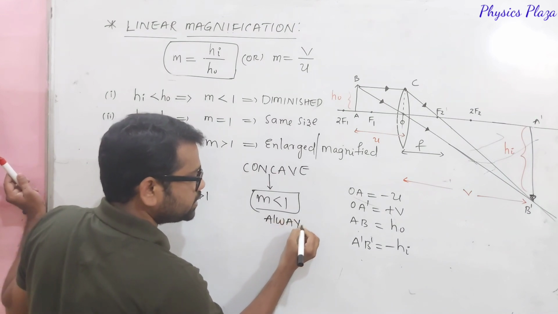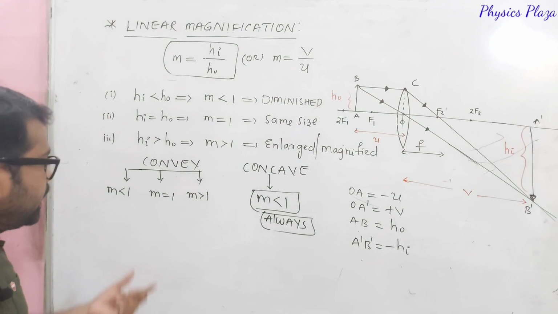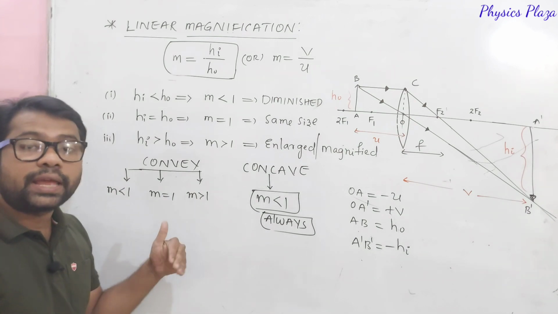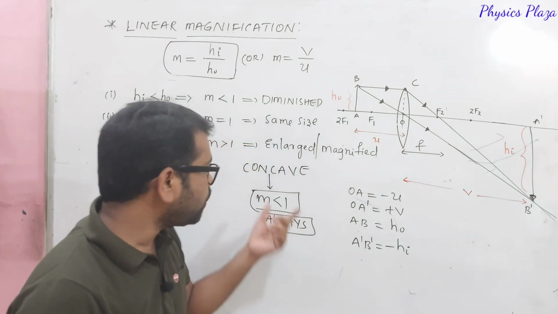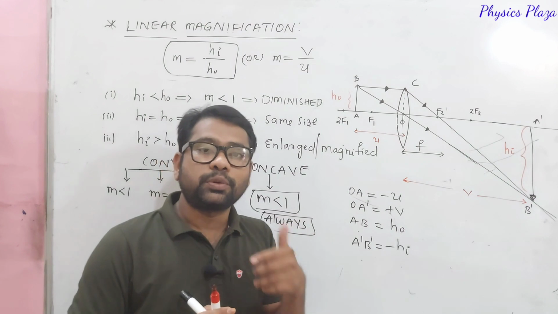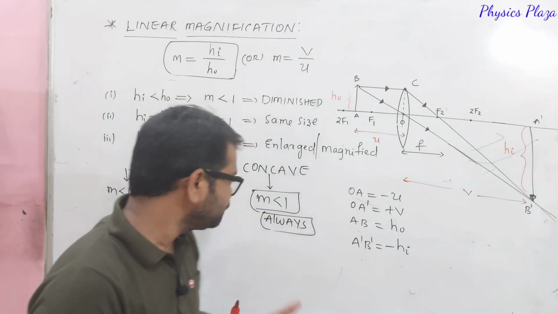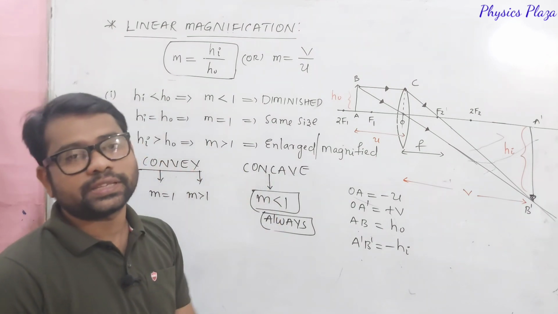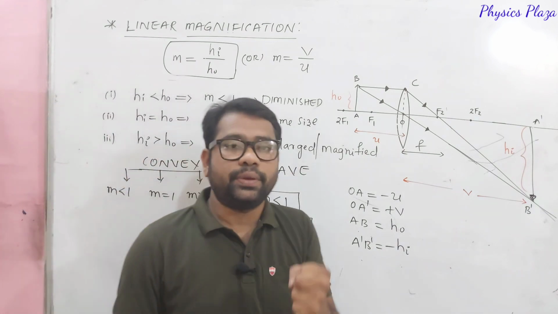For a concave lens, M is always less than 1. Whereas for a convex lens, dear children, M can be less than 1, equal to 1, or greater than 1, depending on the position of the object. But for a concave lens, irrespective of the position of the object, it always forms a diminished image. So for a concave lens, M is always less than 1. This is how we come to know about the size of the image.